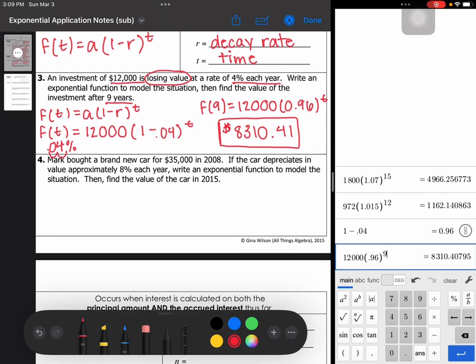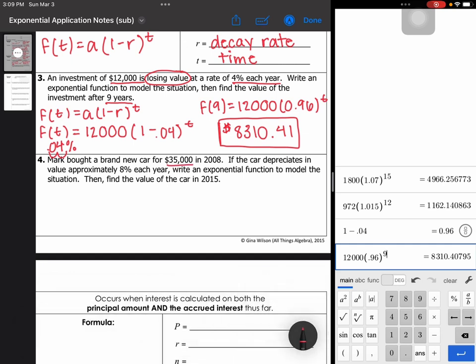All right, example number 4. Mark bought a brand new car for $35,000 in 2008. If the car depreciates, so that word depreciates is telling us decay, it's going down. If it depreciates in value approximately 8% each year, write an exponential function to model the situation, then find the value of the car in 2015. So we know it's decay, so we're going to be subtracting that rate from 1.